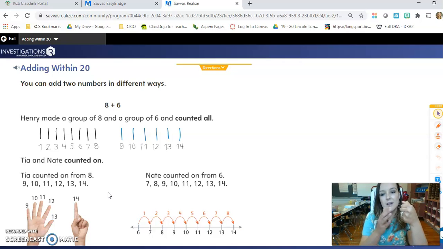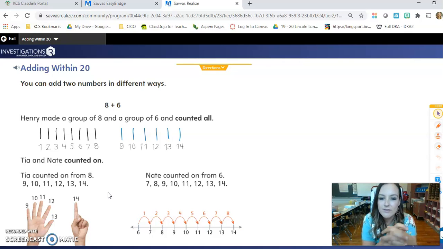And so I like to do what I call punch it. So I punch it in and then I add on. So I would do 8 and then I would add 6 more. So it looks like this. 8, 9, 10, 11, 12, 13, 14. So I added 6 more and I got to 14, just like the girl on the video.